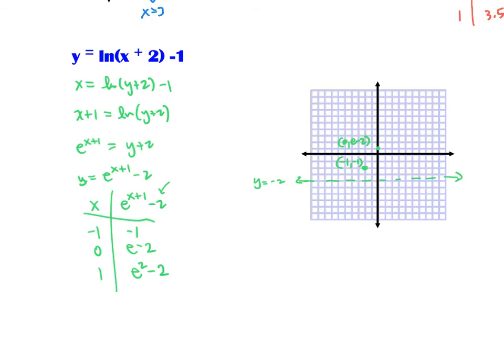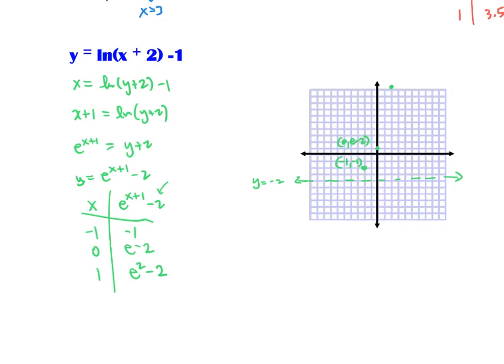Okay, e squared is going to be a little less than 3 squared, so a little less than 9. So let's go with like 8 minus 2 would be right around 6. So 1 comma 6. Again, that's an estimation, but I would have positive 1 comma e squared minus 2. That's an estimation of that point. Okay, you could use your calculator to help you figure that out. So that's what our function would look like.